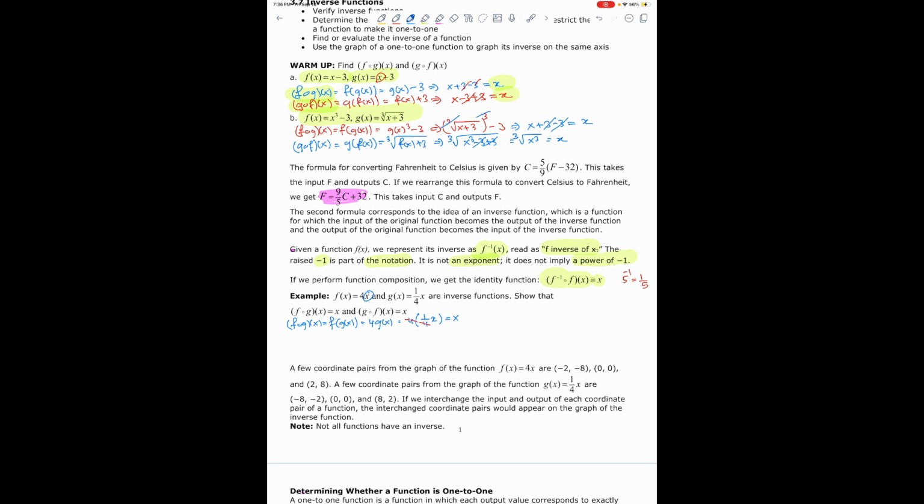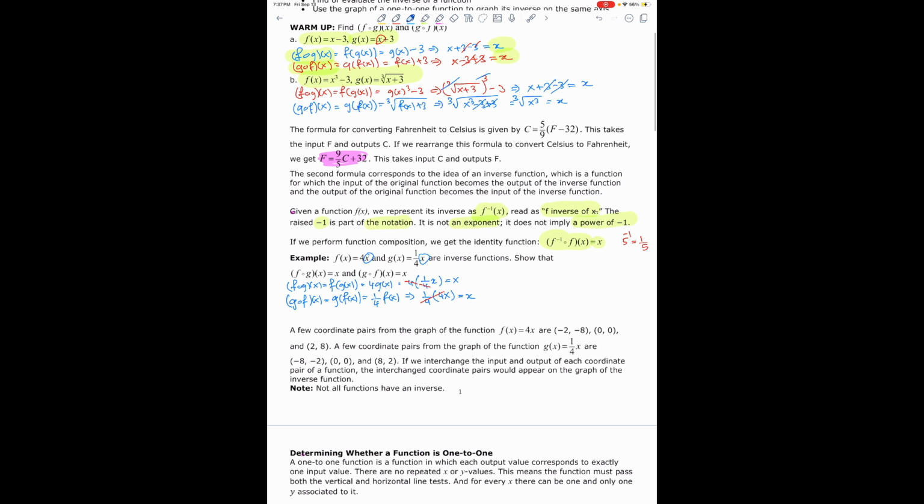This is not enough. We have to prove the other way, which is g of f of x is equal to x as well. So let's prove it. So this is g of f of x, which basically we're going to replace each x in g of x with f of x. So it's going to become 1/4 times f of x, which will be basically 1/4 times 4x again. So these will cancel together and we will end up with the answer x. So we proved that f of g of x equals g of f of x equals x.